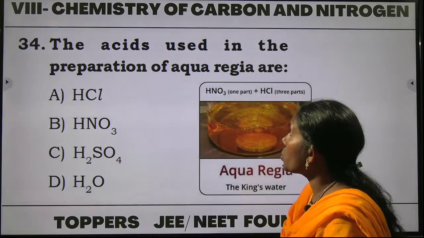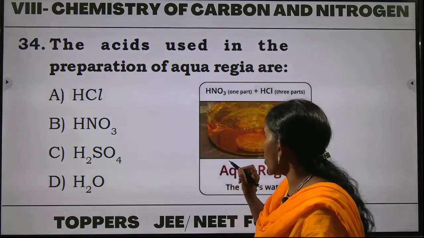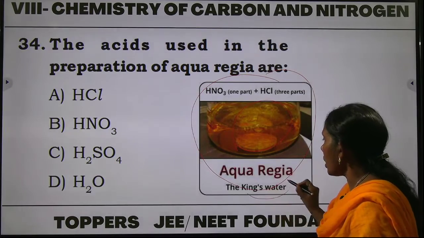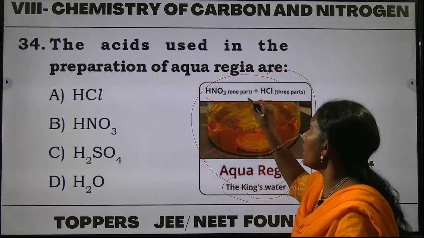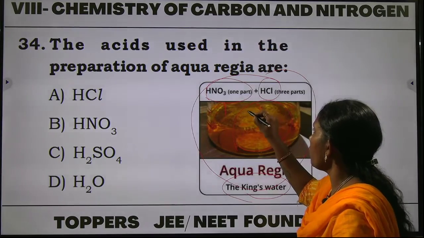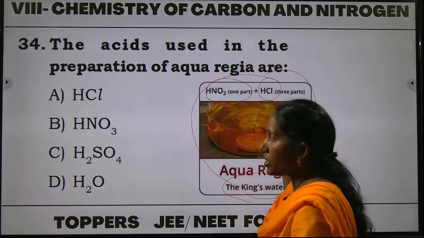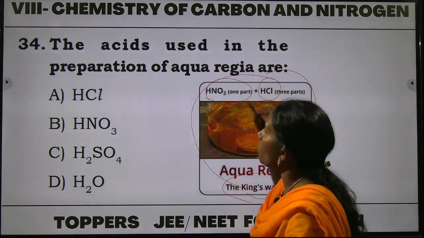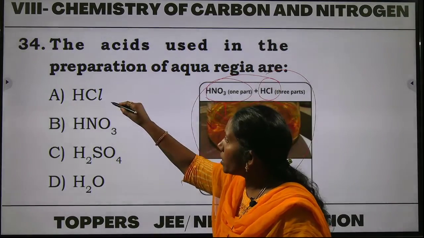The acids used in the preparation of aqua regia are... see, aqua regia, this is also known as king's water, and it is the combination of concentrated HNO3 in one part and HCl in three parts. If you take one part of HNO3 and three parts of HCl and make the mixture, that is called aqua regia.